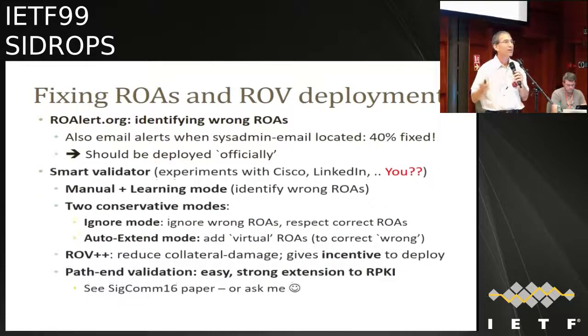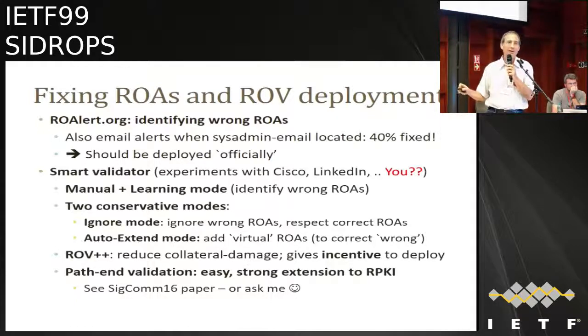Okay, but supposing that we do this and we still get a percentage, maybe a bit lower, but still significant. How can we fix the situation from the ROV perspective, from the validation perspective? We are developing the smart, or learning, validator, and we are now planning experimentation with Cisco, with LinkedIn, with a few others, and of course, whoever of you is interested, we would love to talk with you about doing more of this.